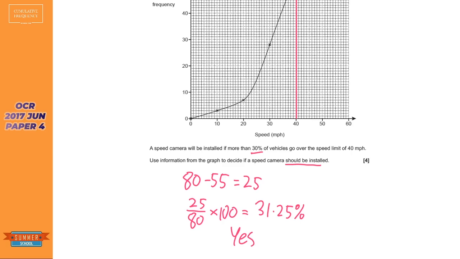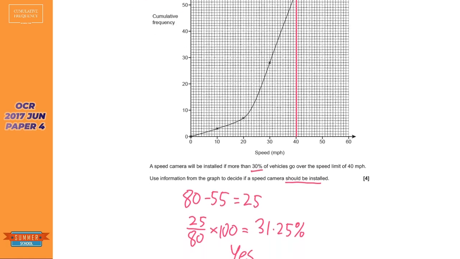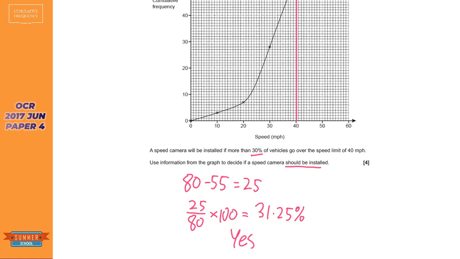I said there were two ways. The other way of doing it is you can work out how many vehicles of the 80 need to disobey the speed limit for us to install the speed camera. So I'm going to do this in a different colour, because the red stuff or the pink stuff you would get full marks for. So this is a kind of alternative method.